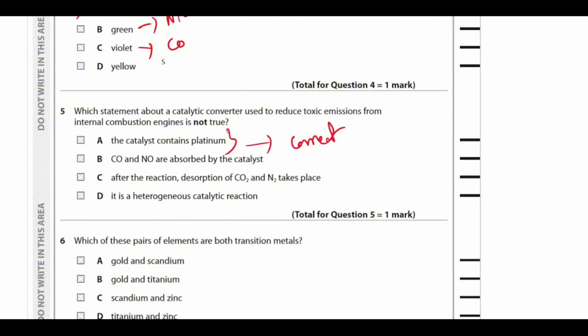All right. Option D, it says it is a heterogeneous catalytic reaction. Now that might be true as well, considering heterogeneous catalysis involves the catalyst being in a different phase, for instance solid, from the reactants, which in this case would be gases. So yeah, that would be correct as well. So the only option that won't be correct is option B.